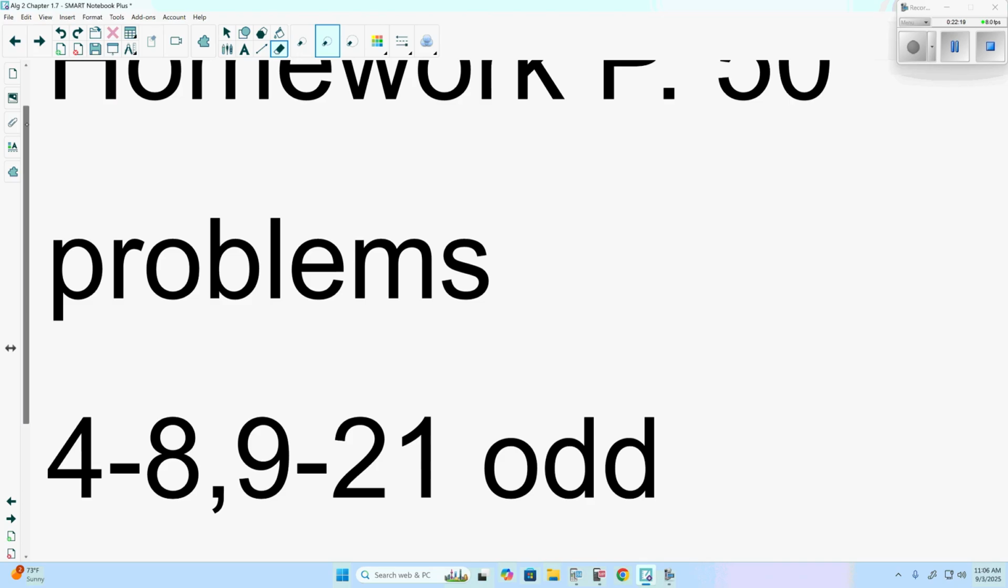Four through 8. So you're going to do problems 4 through 8. So 4, 5, and 6. Perform the indicated operation if possible. So add or subtract. 7 and 8. Describe and correct the error. So there's an error on both of those. Describe it and then fix it.